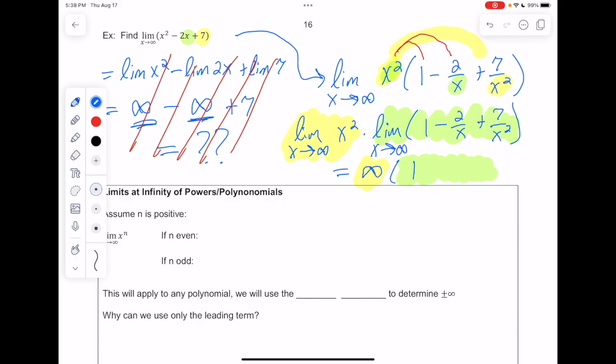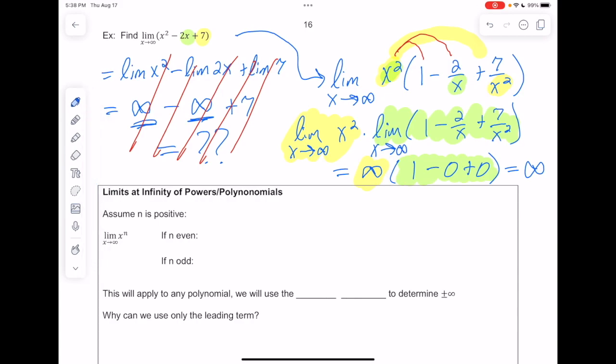The limit as x goes to infinity of 2 over x is going to be a 0. And the limit as x goes to infinity of 7 over x squared is going to be a 0. So we get infinity times 1, which would be infinity. So we're indeed not getting the 7. It looked like it might have been with that other faulty technique. We end up with the infinity over here.